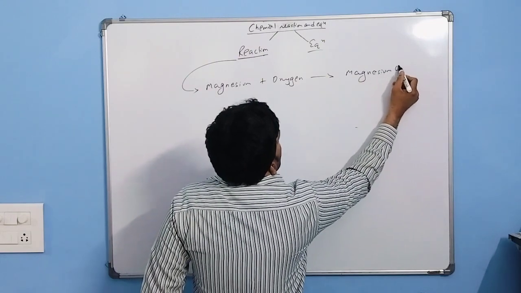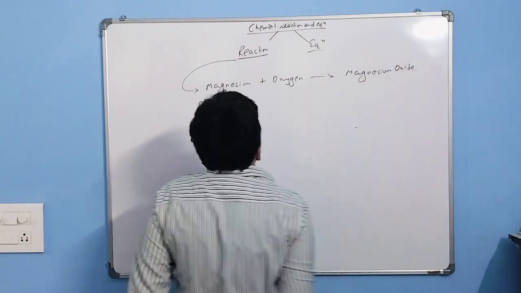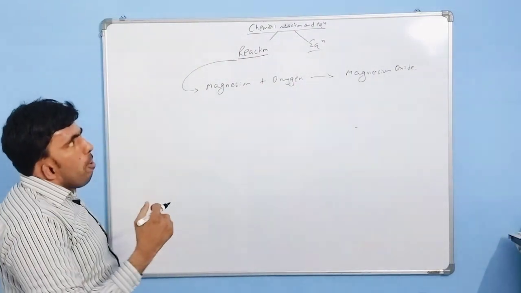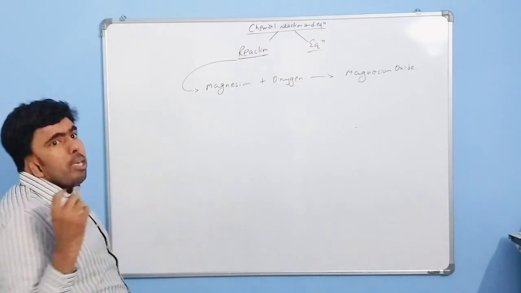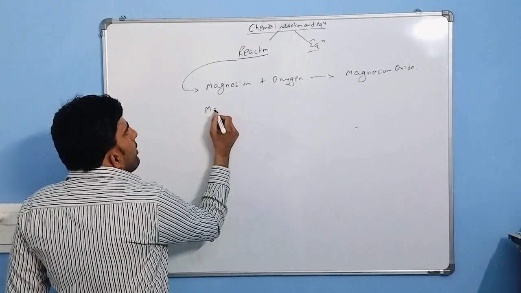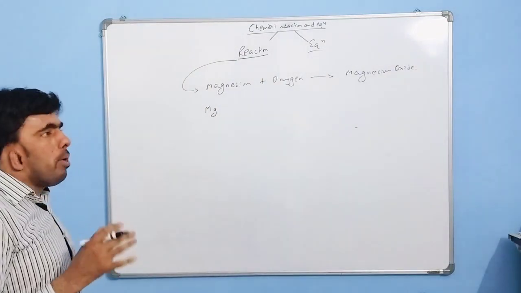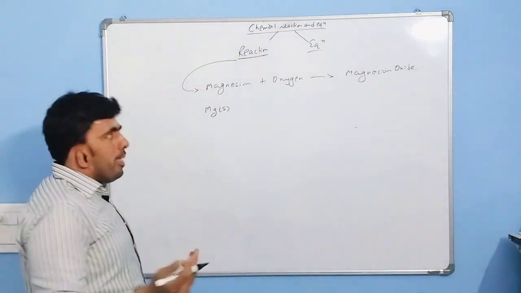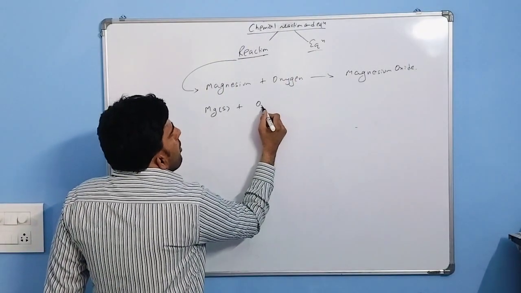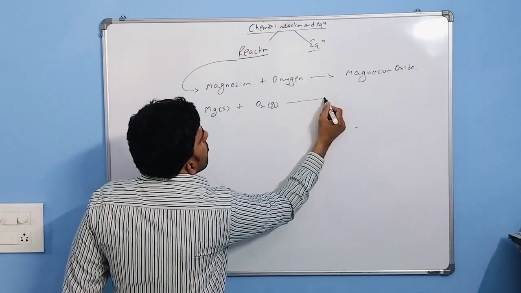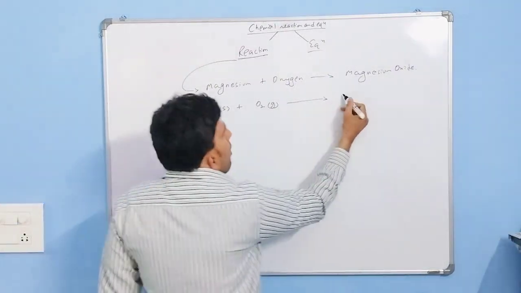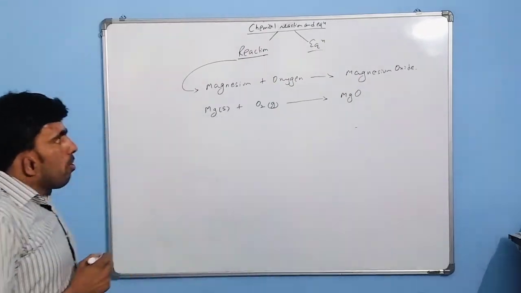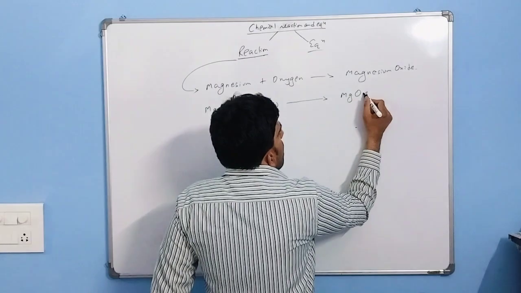What it gives? Magnesium oxide. Now, this is a reaction, and now I will write in a different form, that will be called an equation. How? See, magnesium, it's a metal, we know its symbol is Mg. Now I am taking it in solid state, plus oxygen, which I am taking in gaseous form. So I will get what? Magnesium oxide, and that is in the solid form.